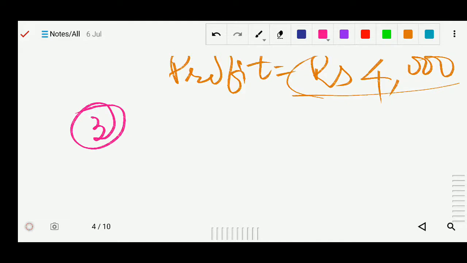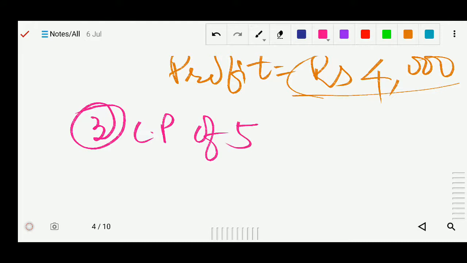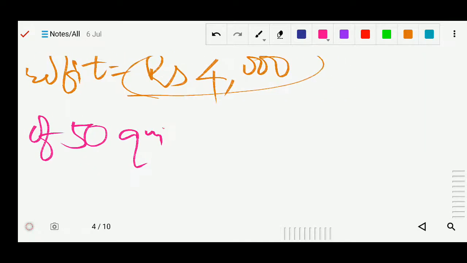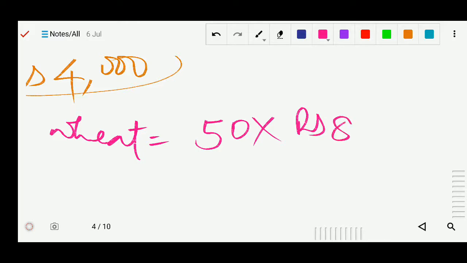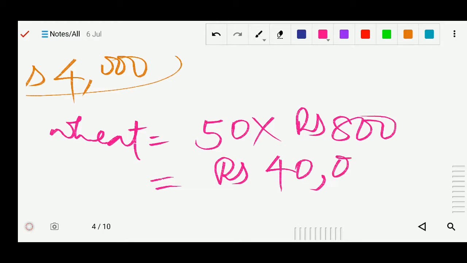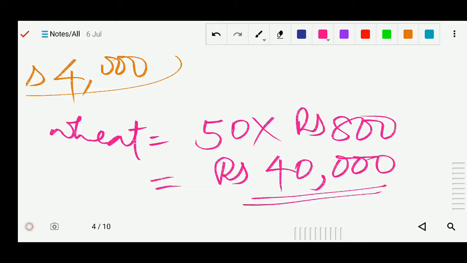First of all we will find the cost price of 50 quintal wheat. The cost of 1 quintal is 800, so 50 into rupees 800 will be 40,000. After multiplying you will get the cost of 50 quintal wheat as 40,000.